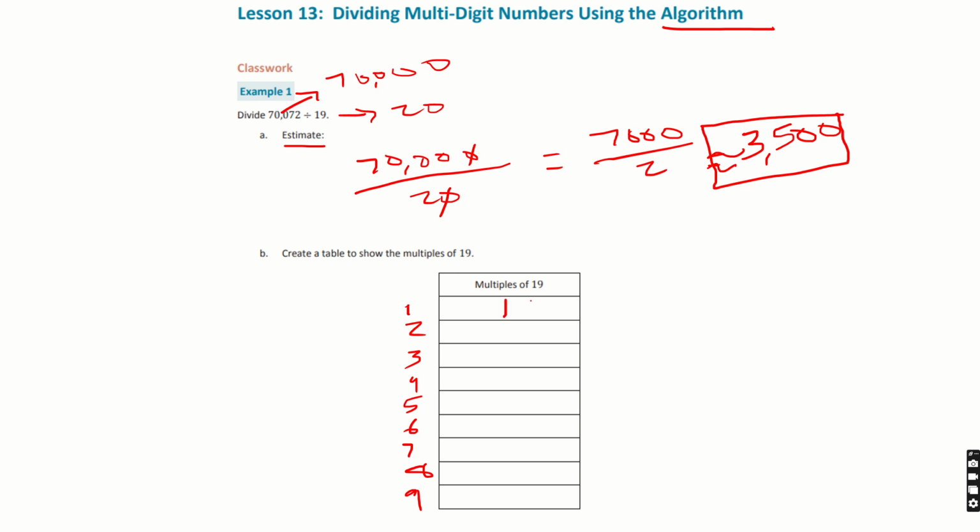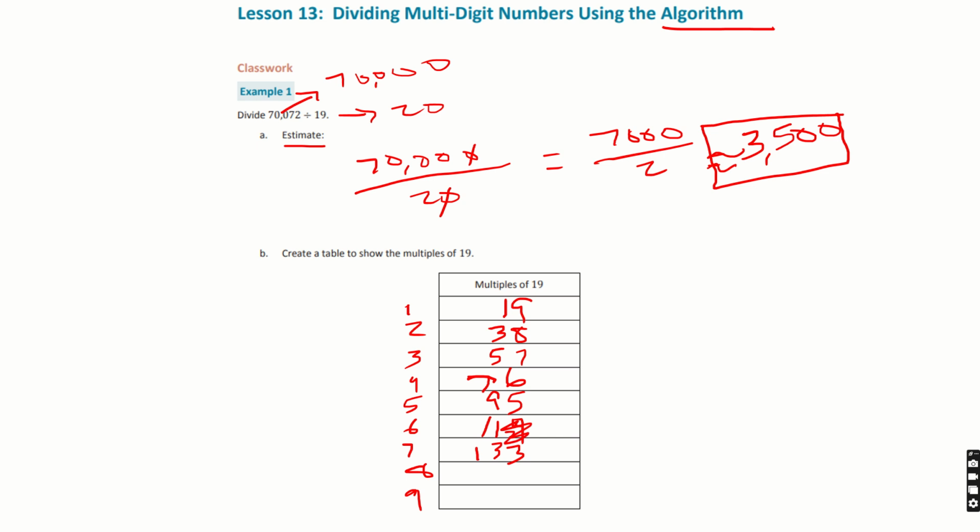So I have 1 times 19, which is 19, and 2 times 19, which is 38. 3 times 19, which is 57. And 4 times 19, which is 76. And 5 times 19 is 95. And 6 times 19 is 114. And 7 times 19 is 133.